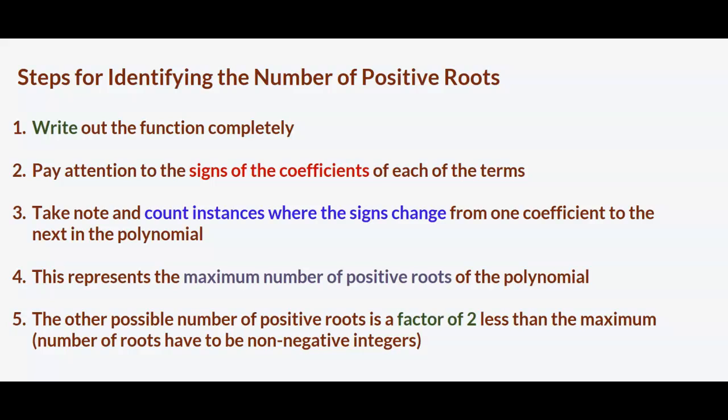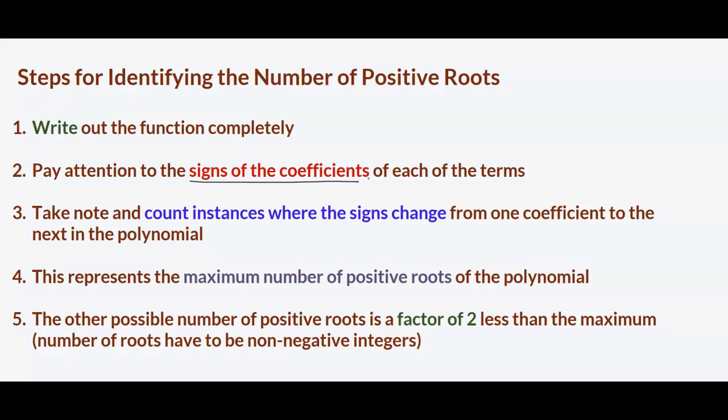To do this, we're going to first write out the function completely, and then we're going to pay attention to the signs of the coefficients of each of these terms. The reason this is important is we have to take note of where the signs are changing from one coefficient to the other. So we're looking at subsequent coefficients, one after the other. And the number we get is going to represent the maximum number of positive roots of the polynomial.